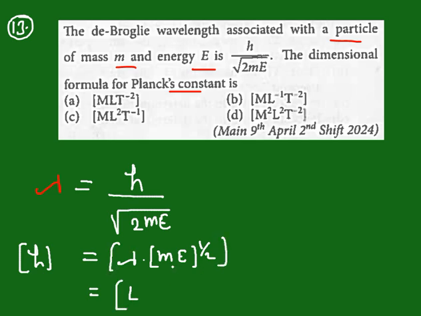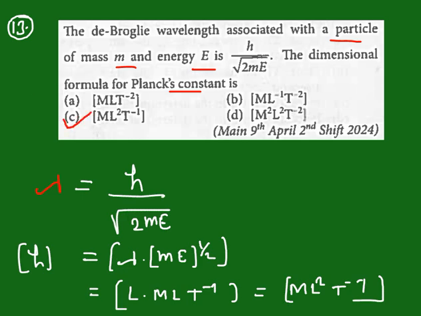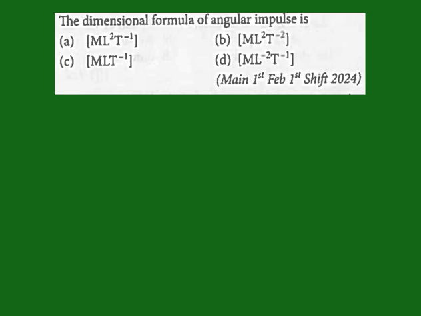and mass into energy, m2 L2 t minus 2, having power 1 by 2. So we can write m L t minus 1. So here the dimension we are getting is m L2 t minus 1, which is option number C. Now let us move to the next question. Question number, I think 14 of the day.